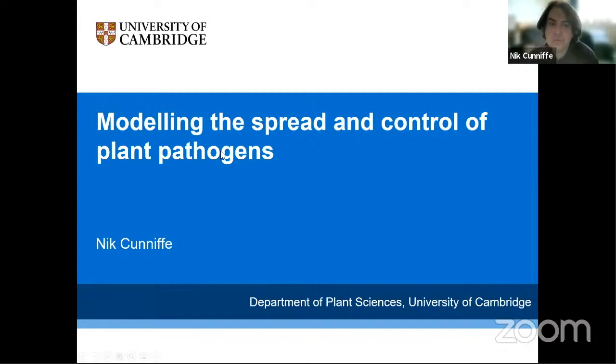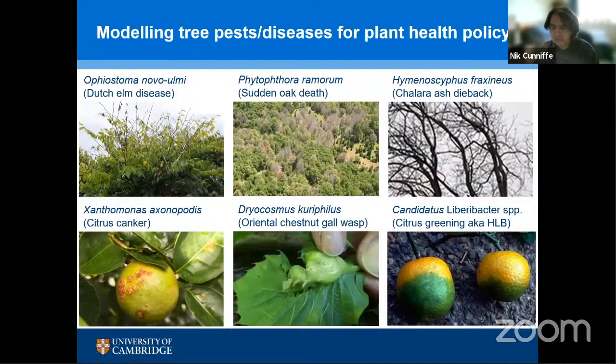So in particular, I'm going to focus on tree pests and diseases. The sorts of models that I'm going to talk about have really quite wide application. And there are other groups in the plant sciences department who are really focused on agricultural pathogens. Some of the work I talk about is relevant to agricultural pathogens. So on the slide here, citrus canker and citrus greening are both bacterial diseases of citrus trees, but the models are kind of agnostic to the pathogen, at least to some extent, so it would work for fruit trees in the UK too. Really, this slide is supposed to emphasize how applicable the models are and how they're somewhat generic.